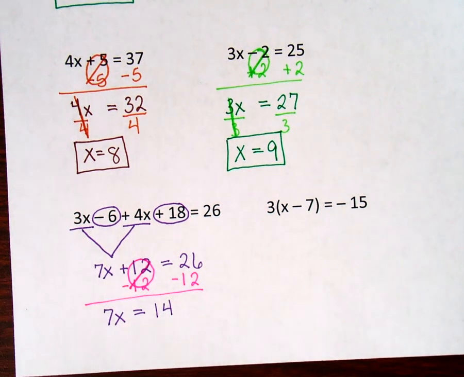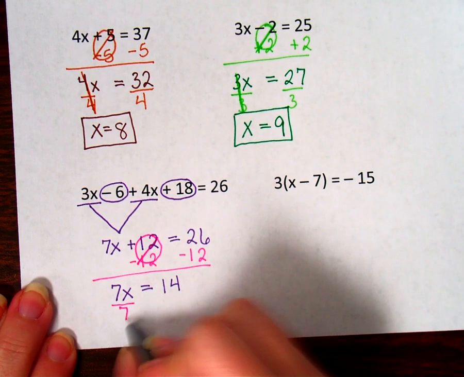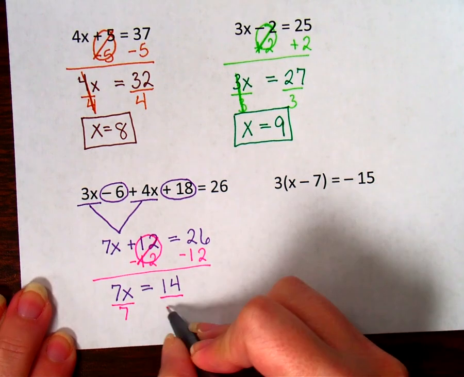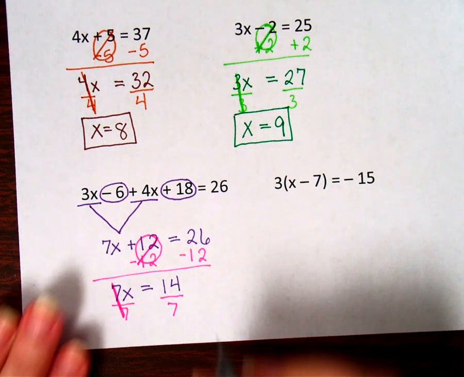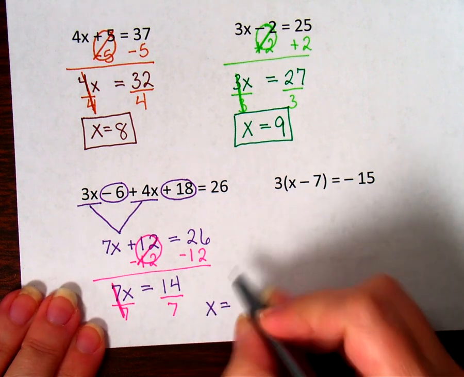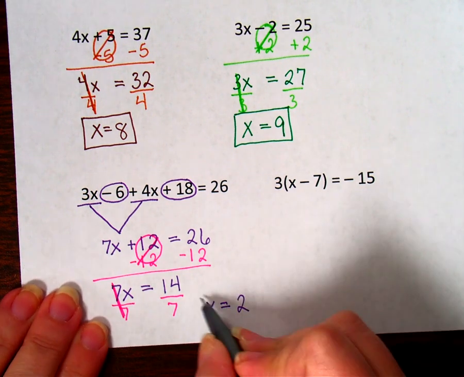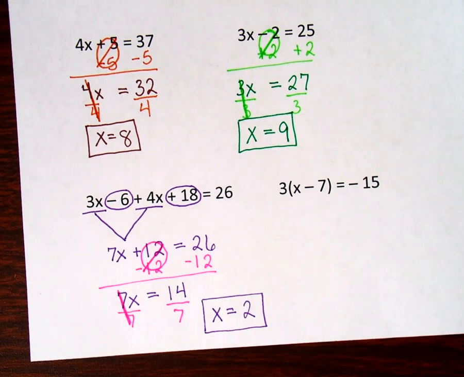7 multiplied to x equals 14. The opposite of multiplication is division. I'm going to run out of room on my paper. 7 divided by 7 is 1, so 1x, which is just x, equals 14 divided by 7, which is 2. So x equals 2. Okay, last one.